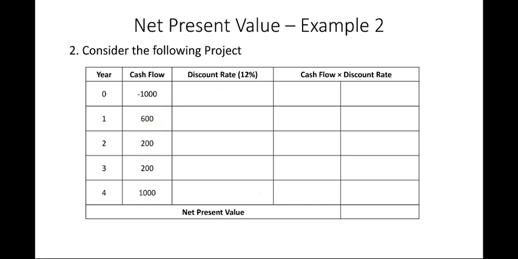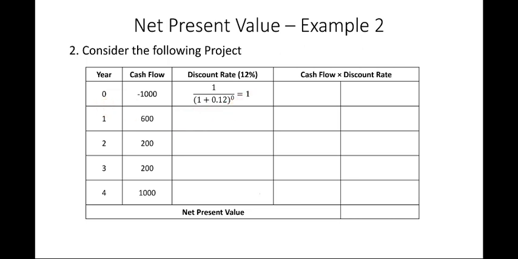So as we have done in the previous case, similarly we have to first of all determine the discount rate. So as you can see, the discount rate is 12%. So here we have divided 1 by 1 plus 0.12 raised to the power 0, because it is in year 0.